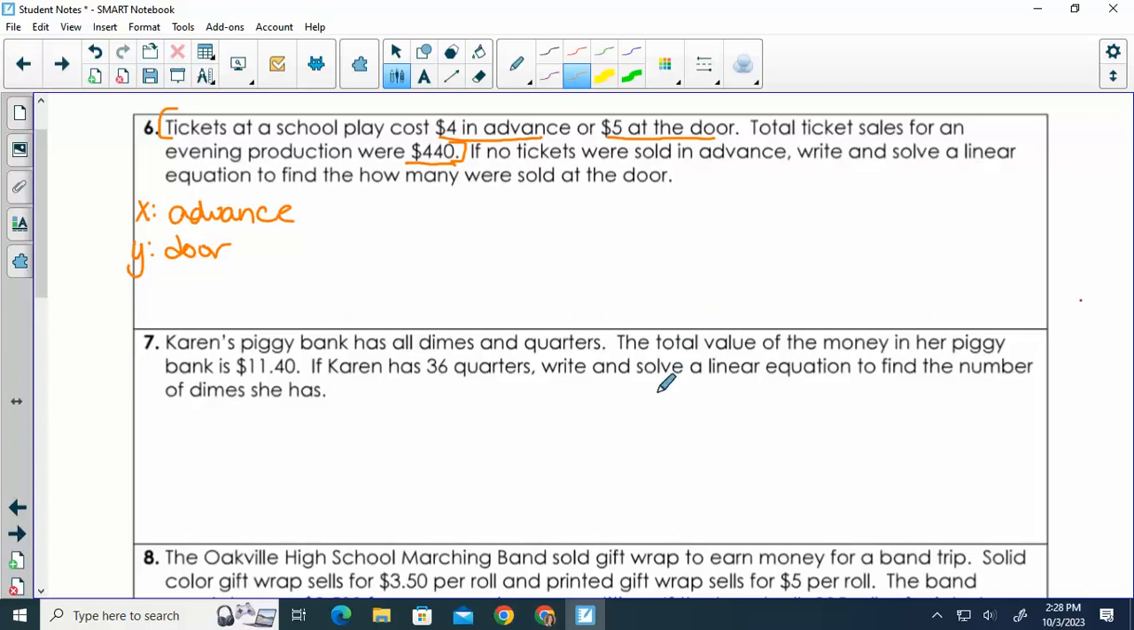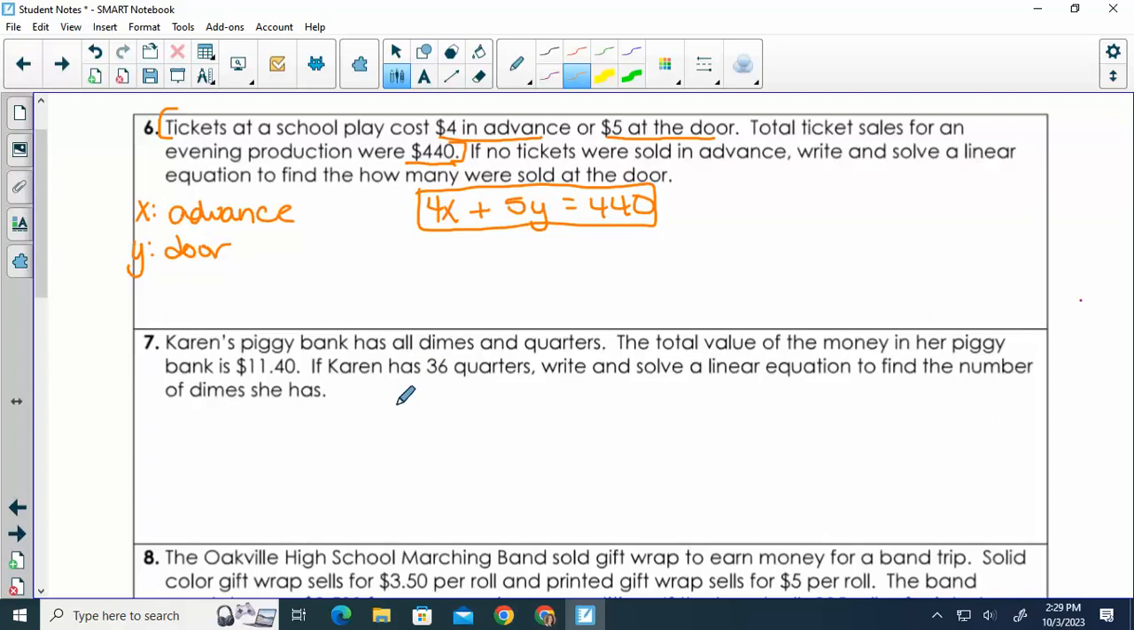So my equation, they cost $4 in advance. So what would I put? 4x plus $5 at the door. And how much did that bring in? 440. That is my equation. That's the first thing we are asked to find.